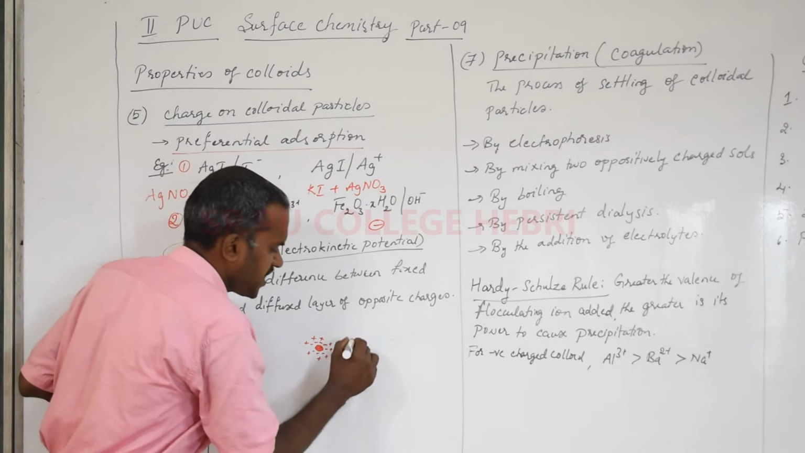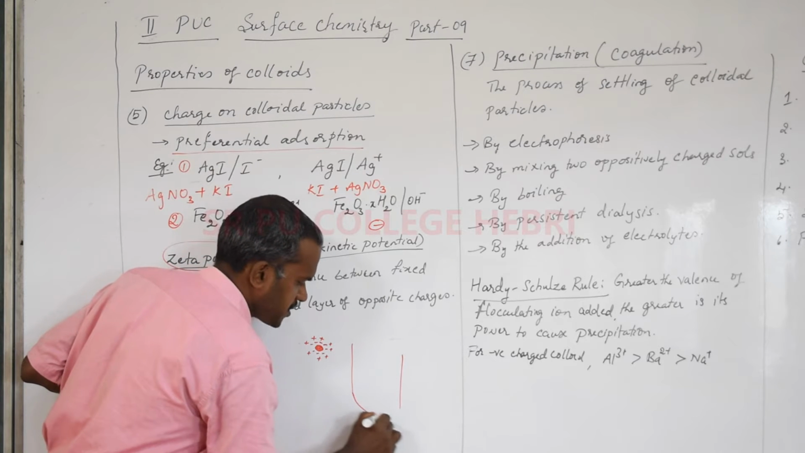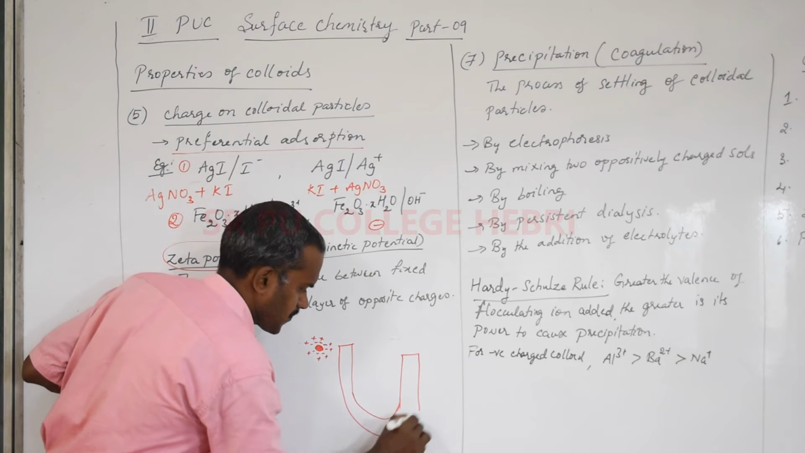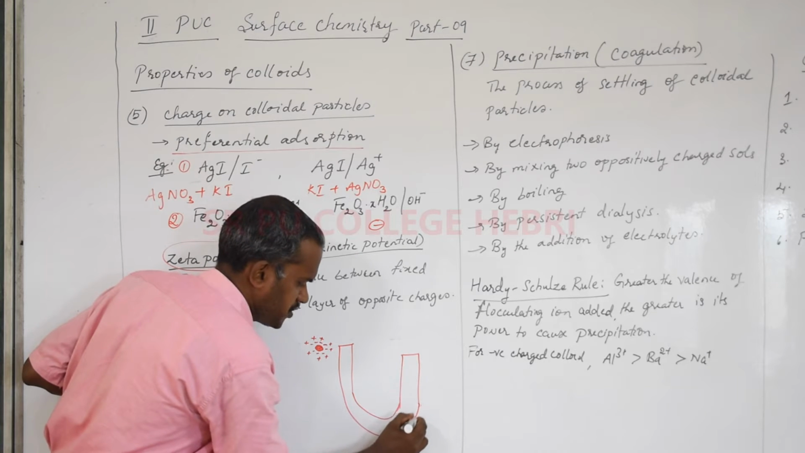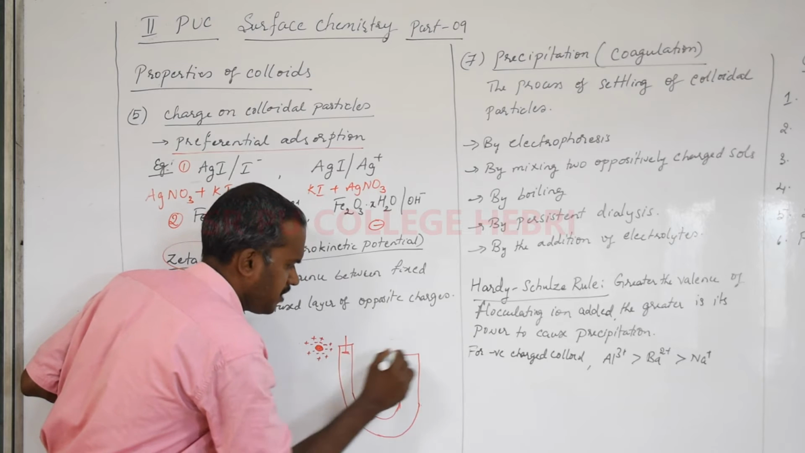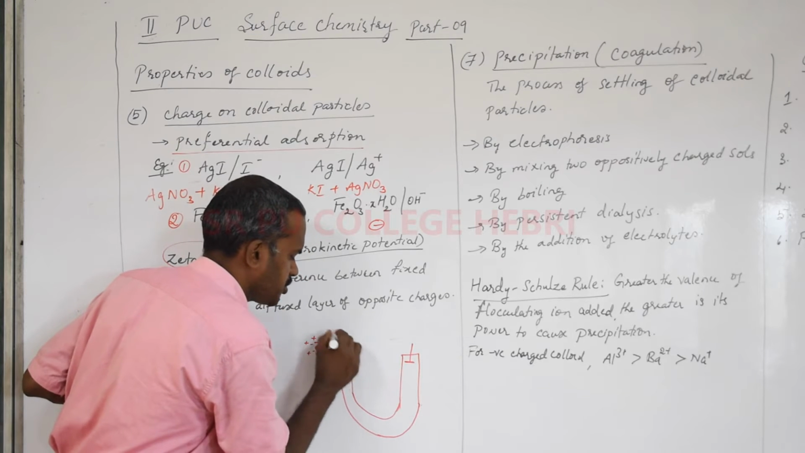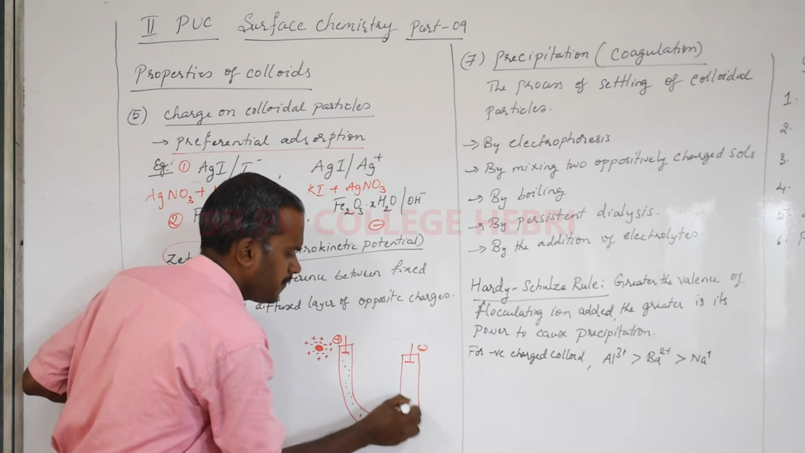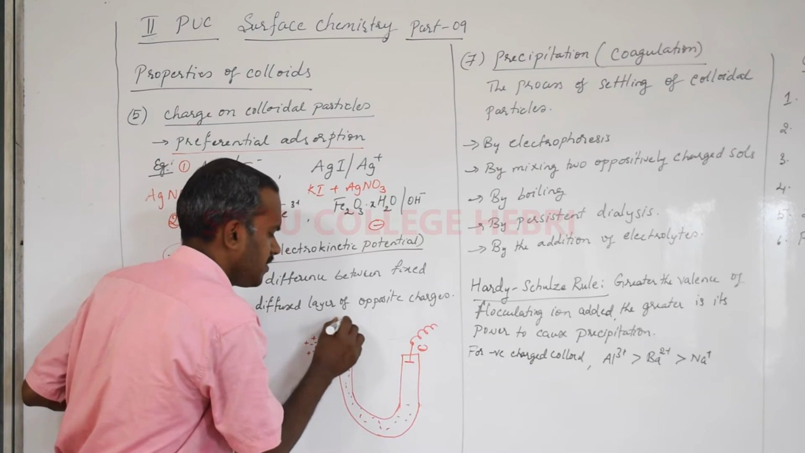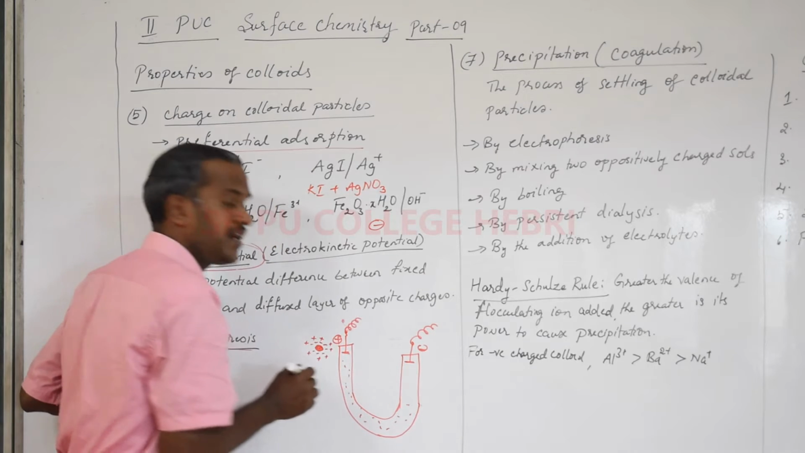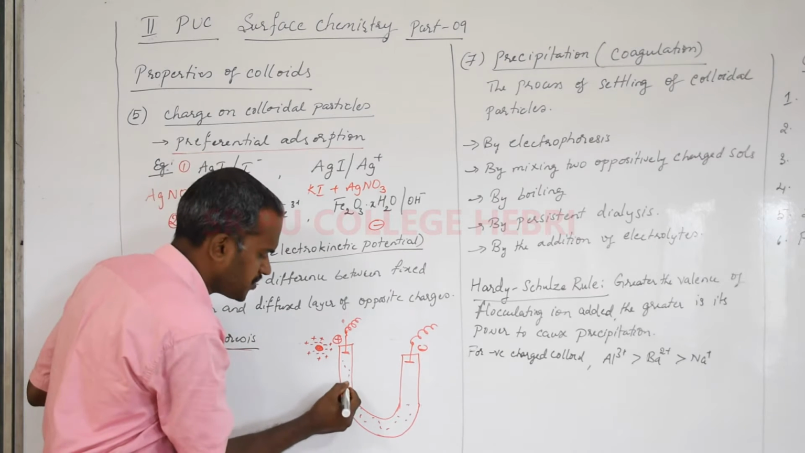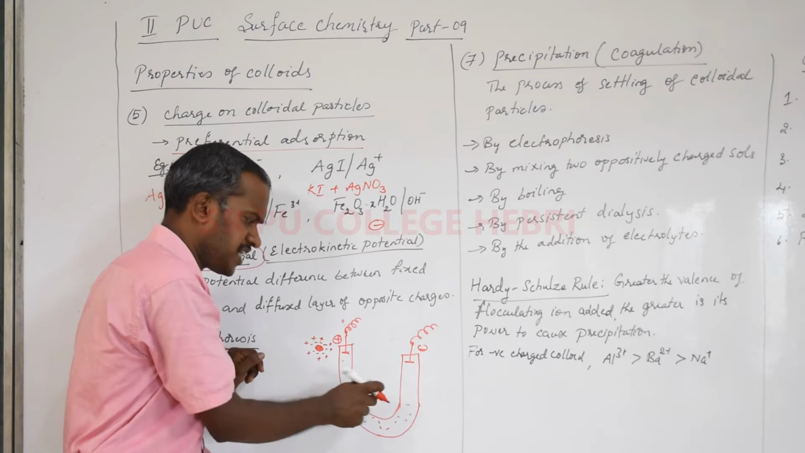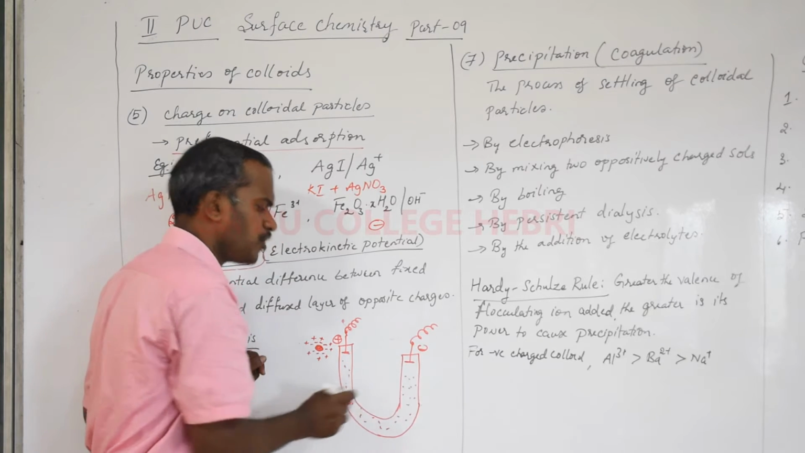Now suppose consider I'll take a U-shaped tube in which I will fill a colloid. Understand? If I fill a colloid in a U-shaped tube which is connected with two electrodes, anode and cathode, generally we use a platinum electrode. Suppose this is positive and this is negative. If I fill the colloidal solution within this, now in the presence of an electric field, there is a migration of the particles. If positively charged particles are present, they move towards the negative electrode. Or if negatively charged particles are present, they move towards the positive electrode.